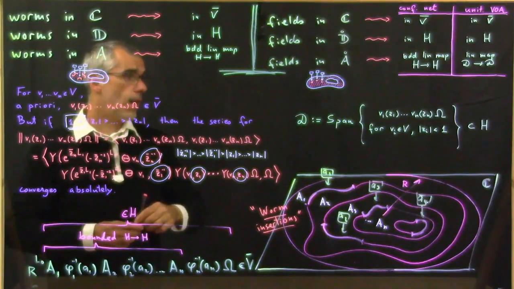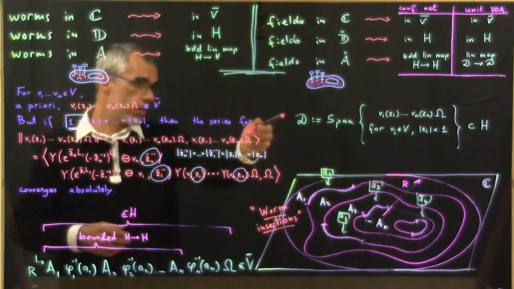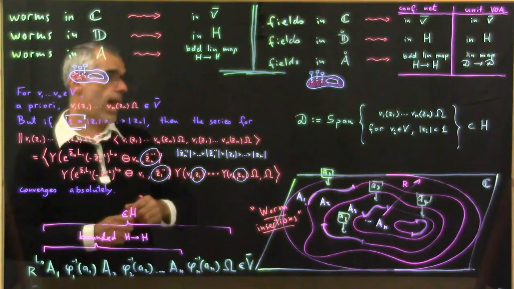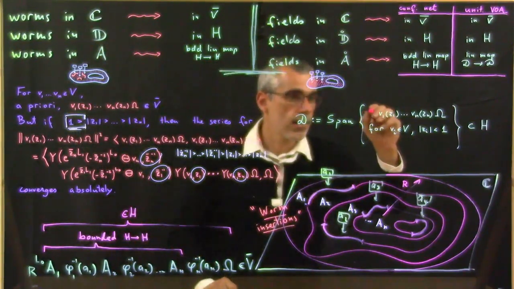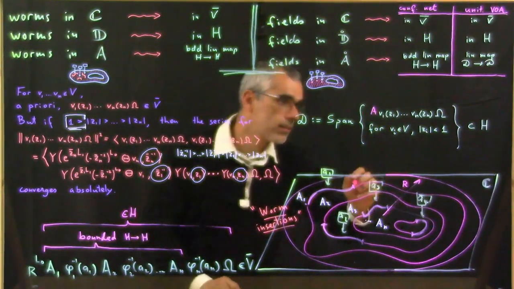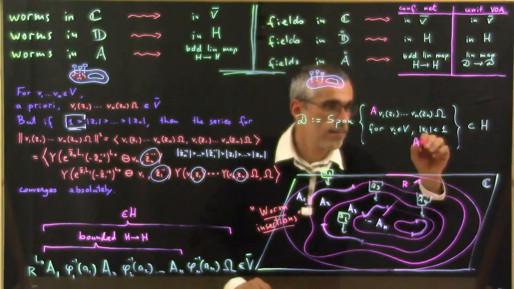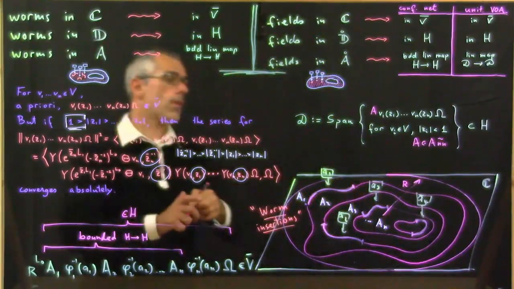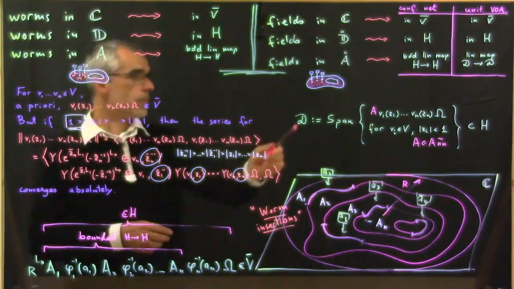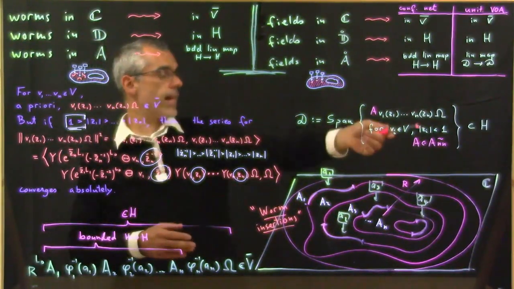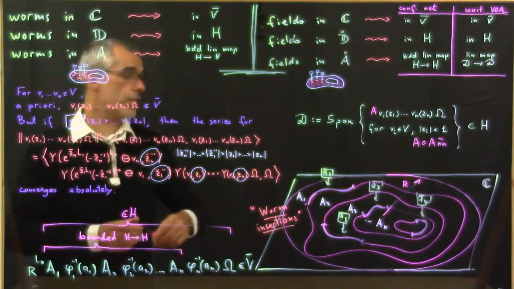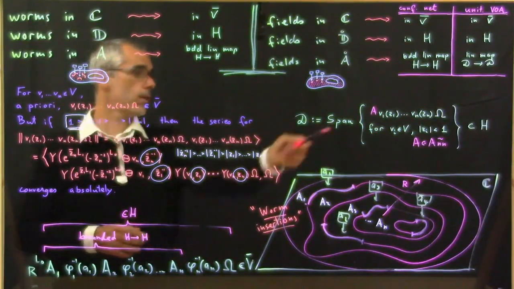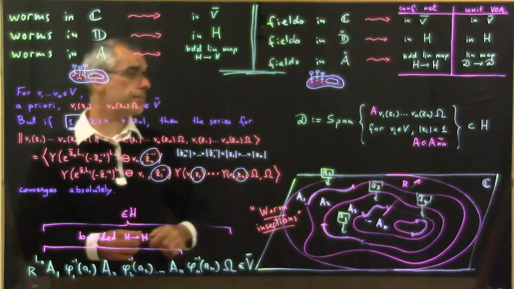If A is a general annulus, then we need to enlarge slightly this domain by allowing an annulus to act here, and so this is a slightly bigger, still dense domain of H on which this operator is now defined. This A here is not the same as that one.